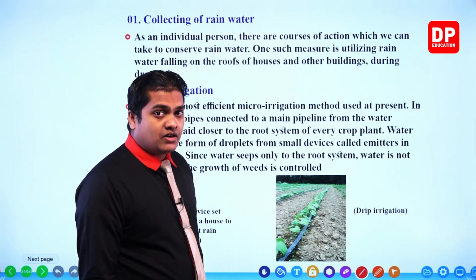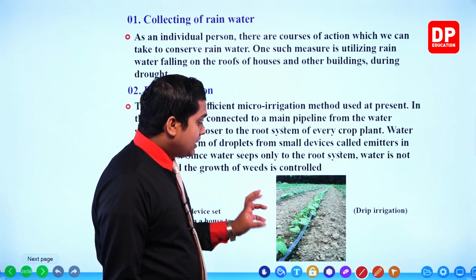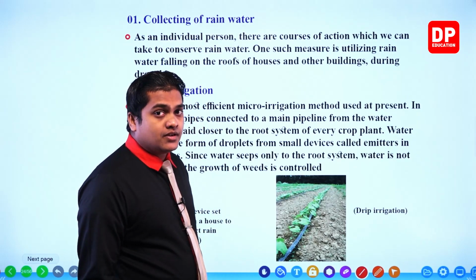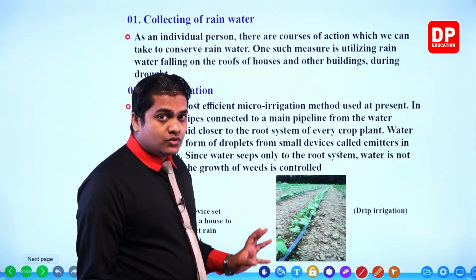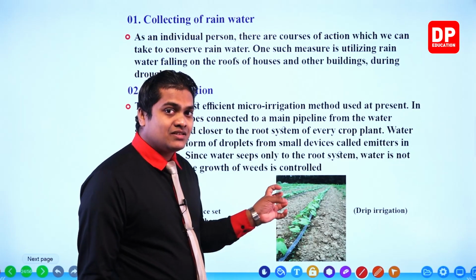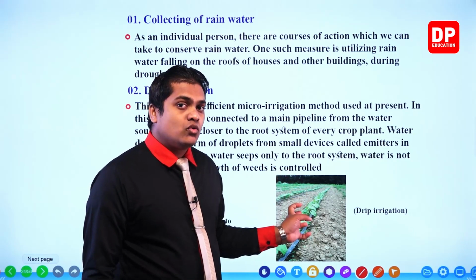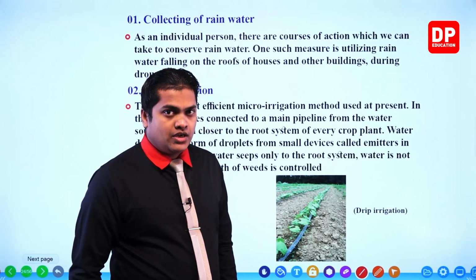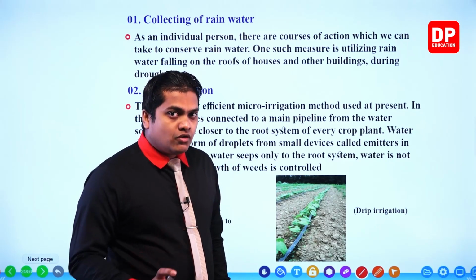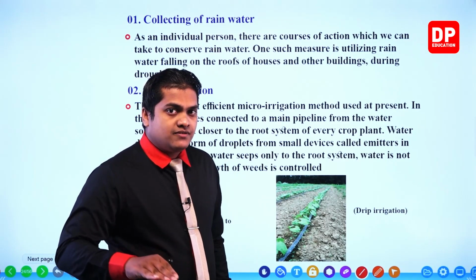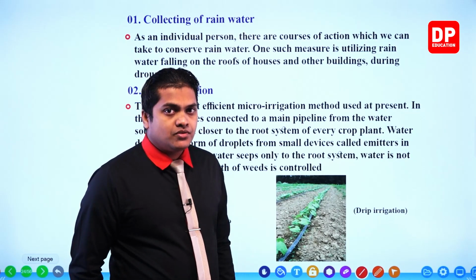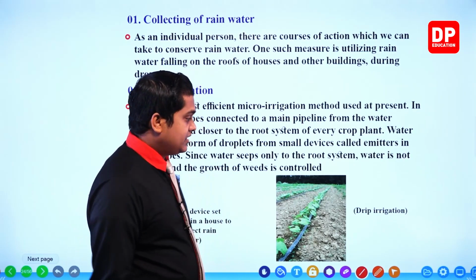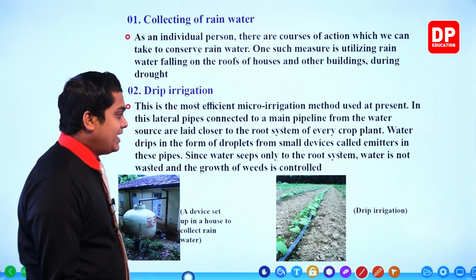So by that way, what will happen, right? A very small amount of water is given to the plant, and that is enough because it is given straight to the root system of the plant. Okay. So because of the lack of water on the outer surfaces, the growth of weeds is also controlled, right? So this is what is called drip irrigation.